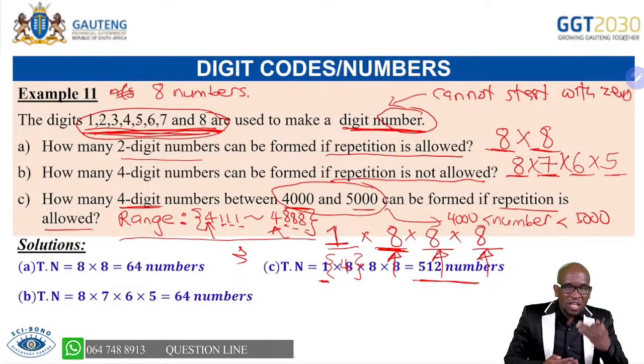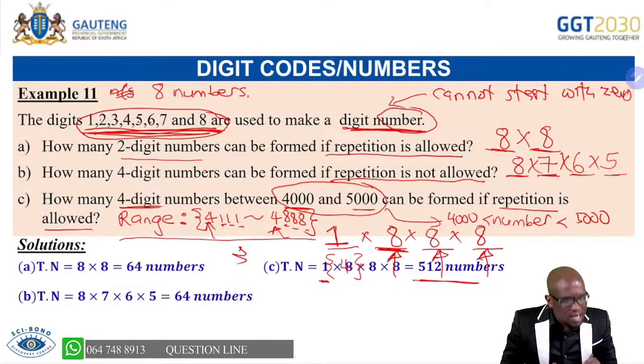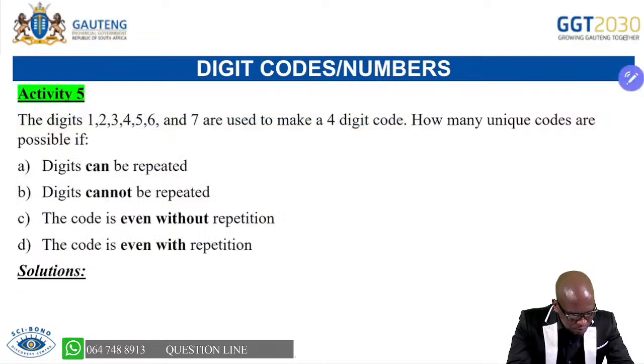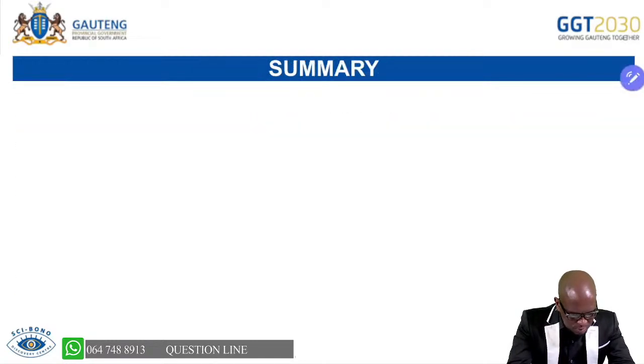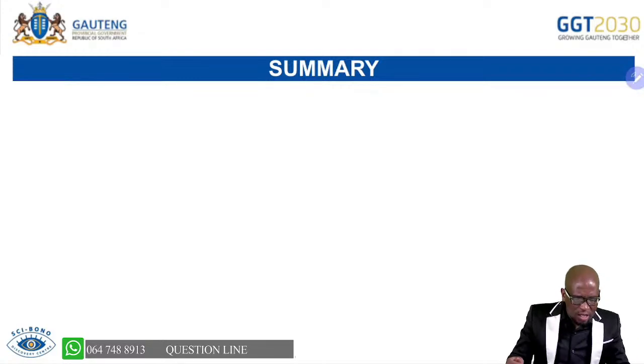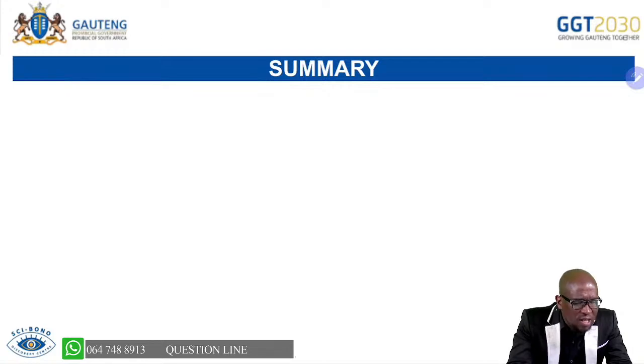When these problems become a bit difficult, then sometimes you'll need to consider the range, right? Obviously, this one was yours, but because of time, we cannot work through that. Now, let's look at the summary of everything that we've done.